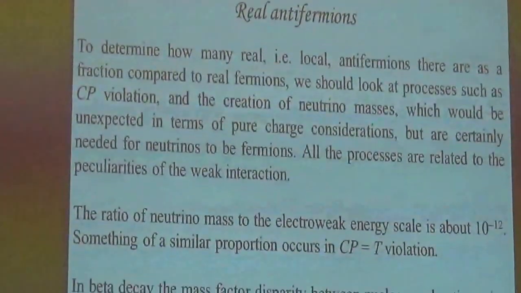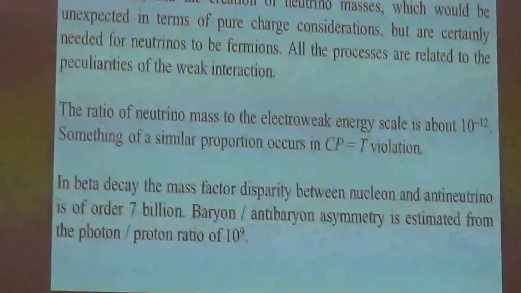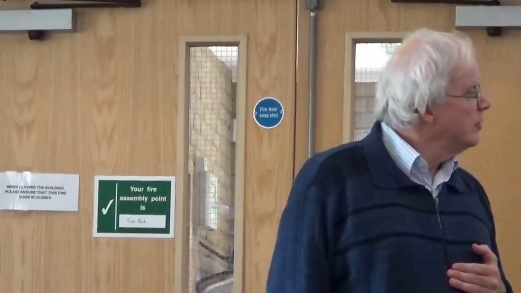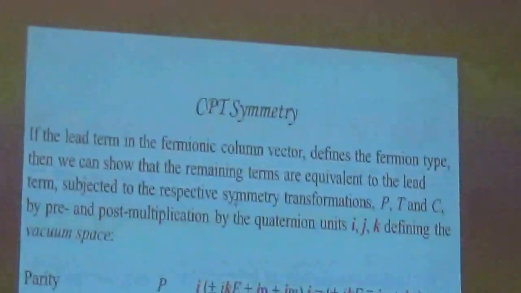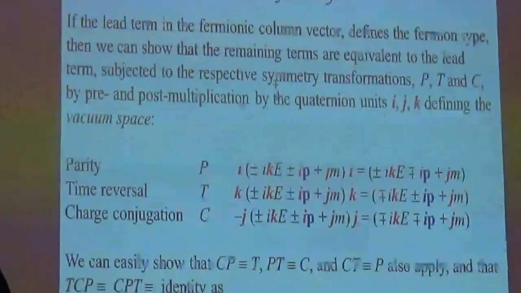And there are possible ways of determining how many real local antifermions you can have. We should look at CP violation and the creation of neutrino masses. Now, if we had pure charge considerations, there wouldn't be any neutrino mass. On the other hand, fermions can't exist without mass. One can show that. So there must be some mass. And I've previously calculated it in another lecture. And if you look at the ratio of the neutrino mass to the electroweak energy scale, it's about 10 to the minus 12. You get a similar proportion in CP equals T violation. So that's an interesting possibility there, that we could actually calculate it. I'm not going to spend long over that. That's how to do CPT symmetry.